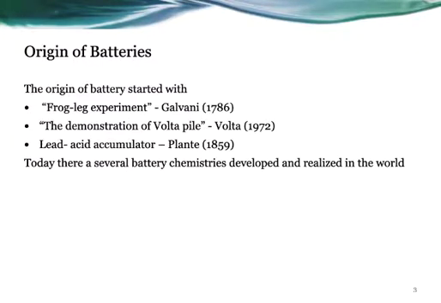Let's begin with origin of batteries. Origin of batteries started with frog-leg experiment by Galvani in 1786. Next, demonstration of Volta pipe by Volta in 1972. Next, acid lead accumulator by Planté in 1859. Today, there are several battery chemistries developed and realized in the world.